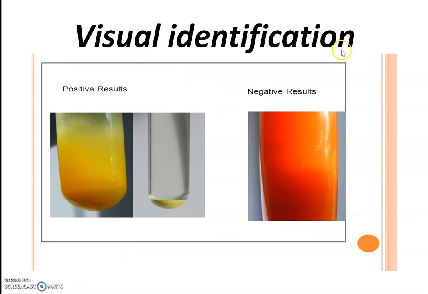Visual identification. In case of a negative result, you will get it like this, and a positive result means a pale yellow precipitate. After some time the precipitate will settle down like this. So a positive result means a pale yellow precipitate of triiodomethane.